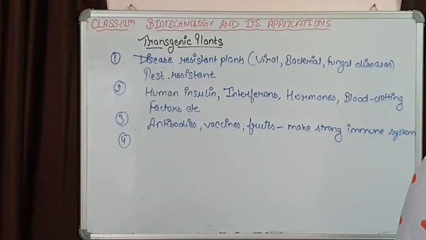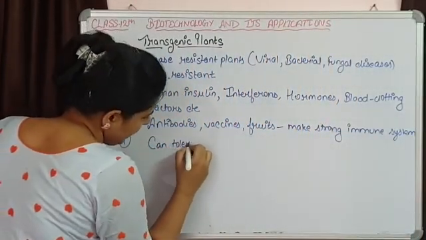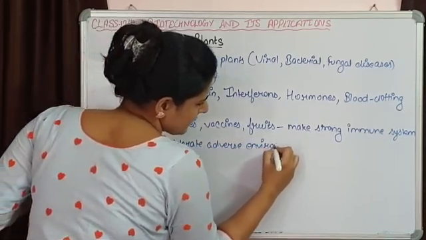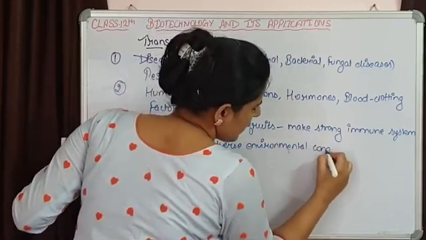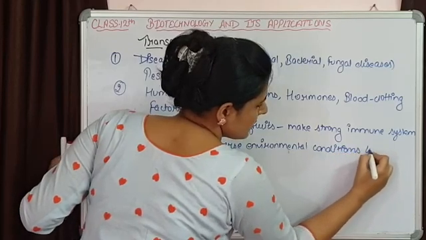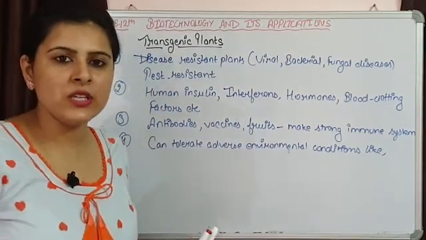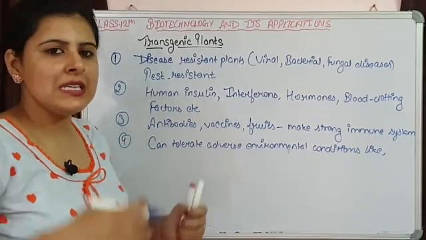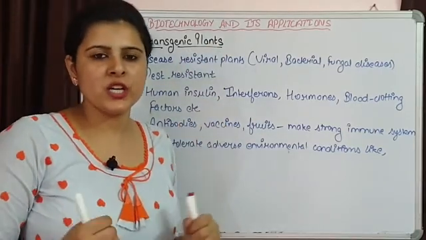Now other than that, these plants can tolerate adverse environmental conditions. They are so strong that they can tolerate adverse environmental conditions, like flood, drought conditions, high salinity, high temperature. So these are the conditions that are affecting our plants. Growth is also affected, production is also affected.